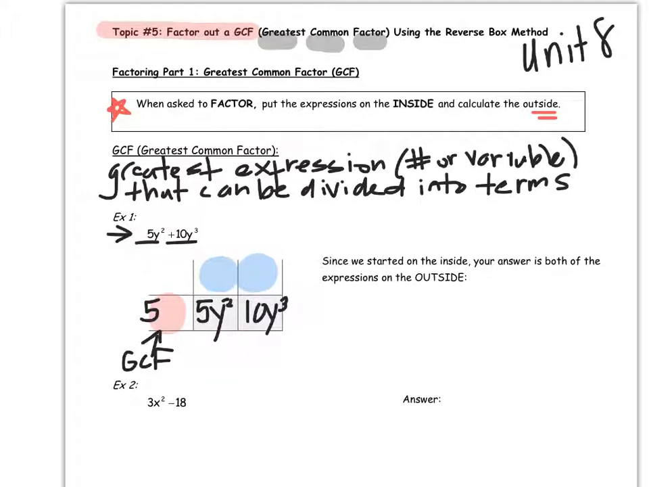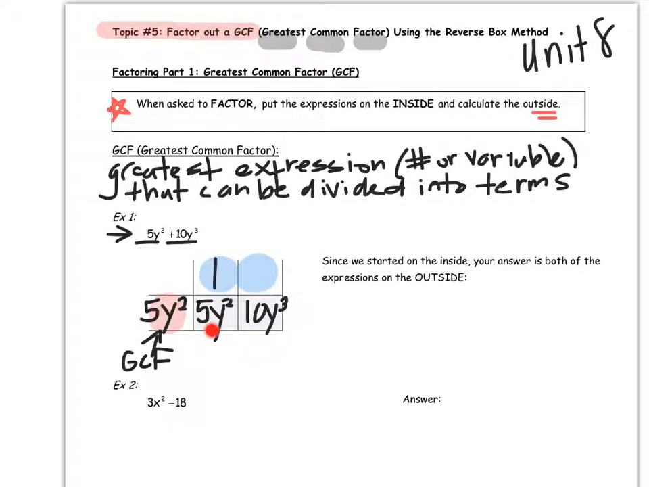Then you look at the letters. This has a y squared. This has a y cubed. The biggest amount of y's that can go into both of these terms is y squared. And so now I think about what I would have to place up here so that when I multiply it by 5y squared, I end up with 5y squared. That one's kind of easy. It's just the number 1, because 1 times 5y squared gives me 5y squared.